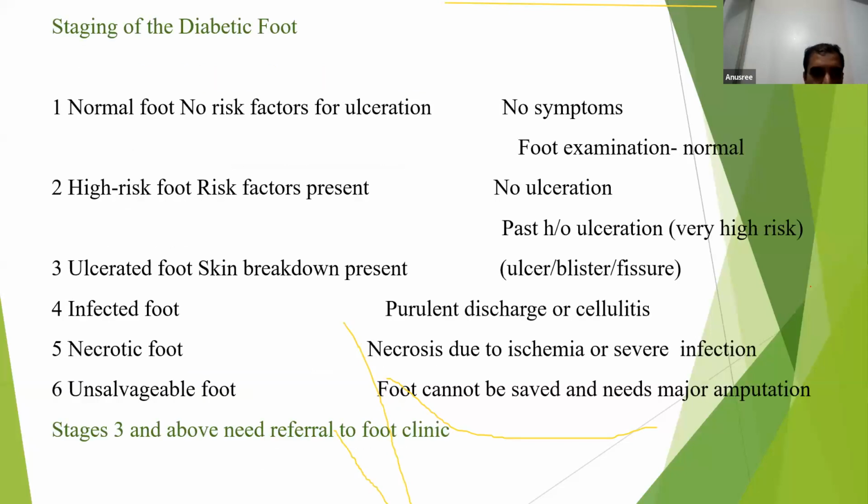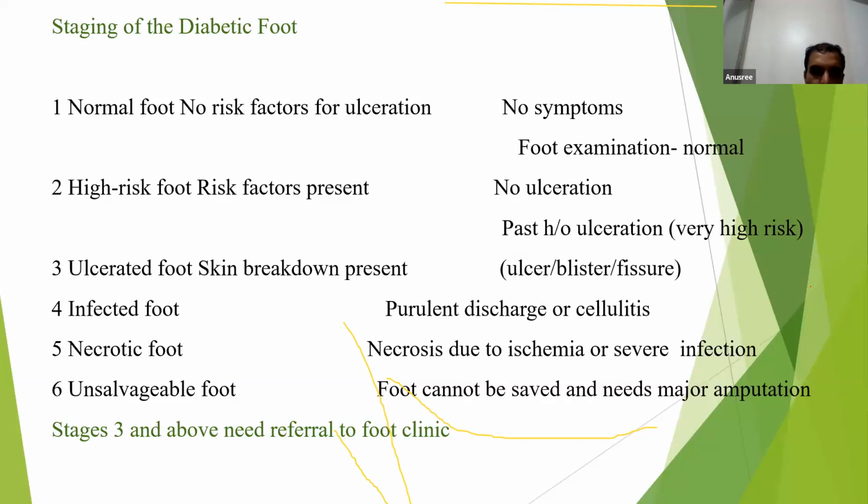There are six stages of staging. One is normal foot, no risk factor. Other one is high risk foot with no ulceration, but past history of ulceration may be there. And ulcerated foot with skin breakdown, which may present as ulcers, blisters, or fissure. Up to here, we can manage these. It is better to refer to a foot clinic. If you are confident in doing this procedure, you can do it.